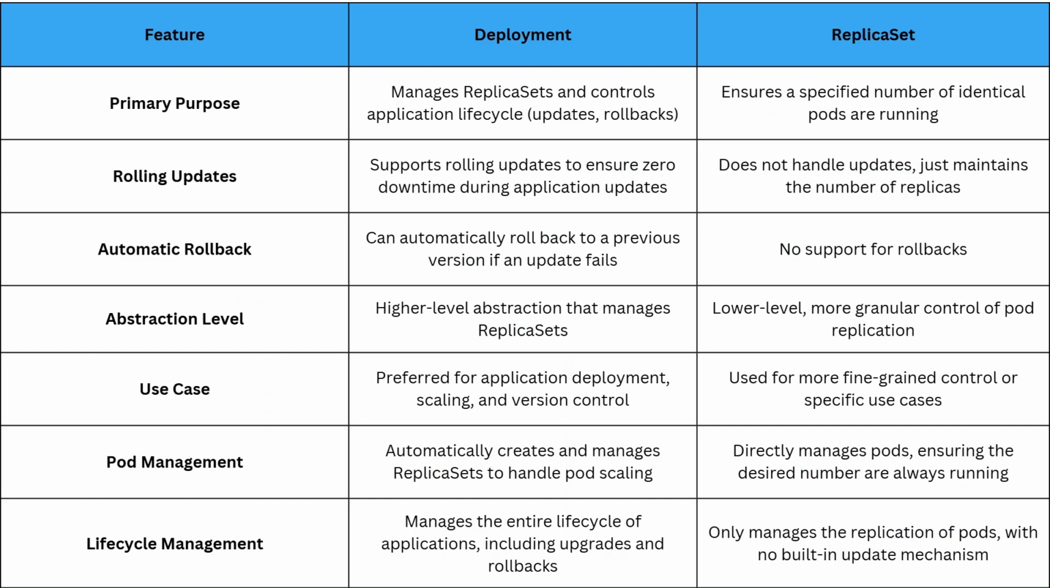Use case: deployment is preferred for application deployment, scaling, and version control, and replica set is used for fine-grained control or a specific use case. Pod management: a deployment automatically creates and manages the replica set to handle the pods, and a replica set directly manages the pods. So you see a few of the examples. Now we'll switch to a hands-on lab, deploy on the cluster, and see how they are different.